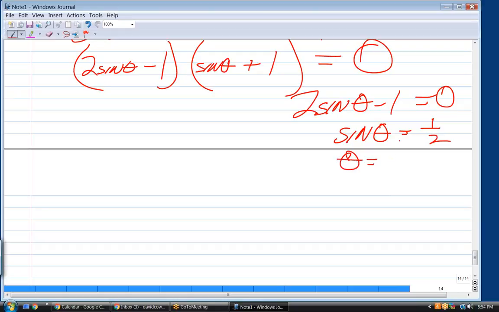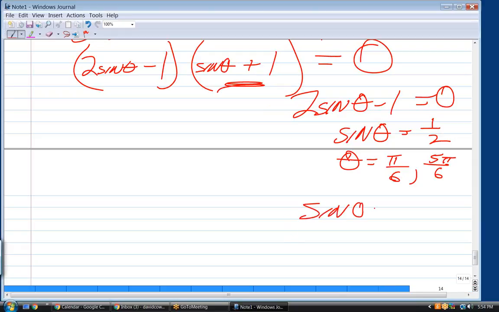It would equal 1/2 at 5 pi over 6 and pi over 6. Okay. So that's 2 solutions. But now we have this one over here that's going to give us more. Yes. Okay, so let's start that out right.